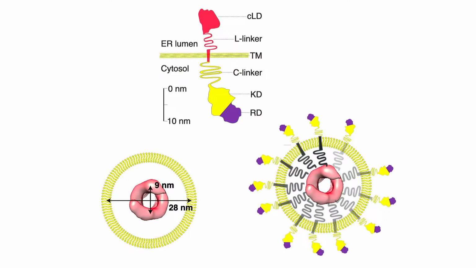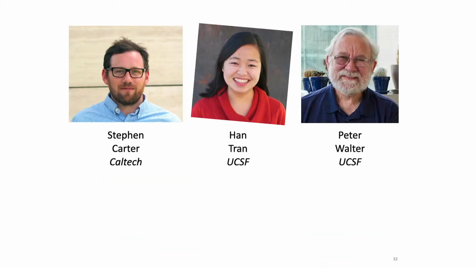What that would do biologically is it would concentrate a lot of the kinase domains and regulatory domains right outside that tube. And these cross-phosphorylate each other to activate. And so bringing them all together into a small spot is what activates the signal to the cell that there's protein folding stress. That project was done almost entirely by Stephen Carter when he was in my lab, and it's a collaboration with Peter Walter and Han Tran, Peter's student.